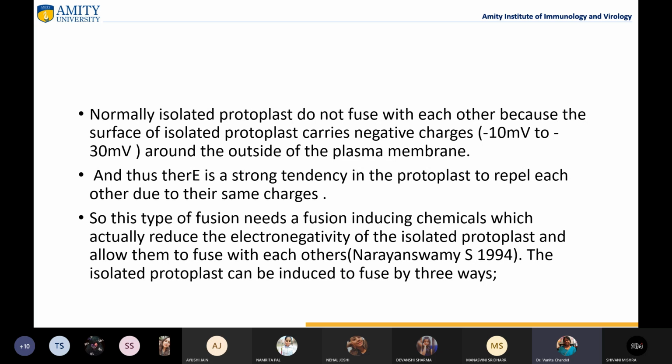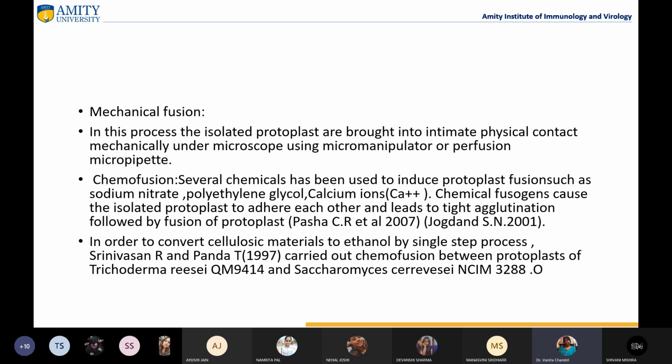Now, the isolated protoplasts can be fused. We discussed last time that there is mechanical fusion. In this process, the protoplasts are brought into contact with each other under the microscope using a micromanipulator or micropipettes. So we can just put them together.